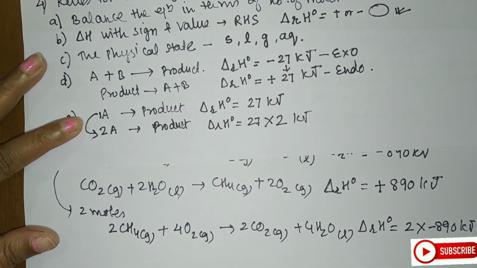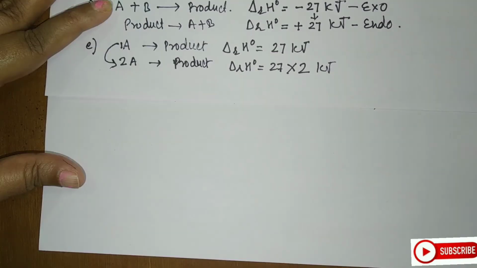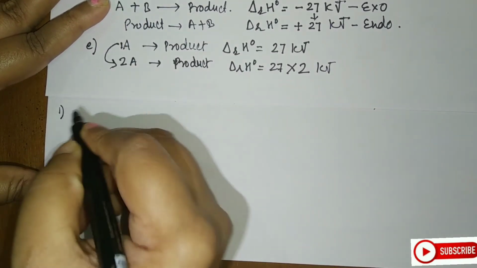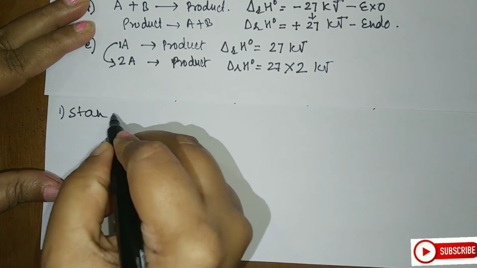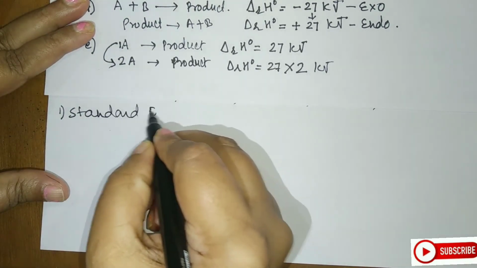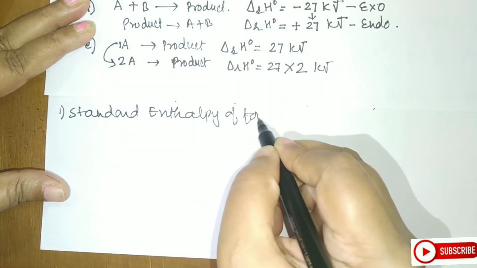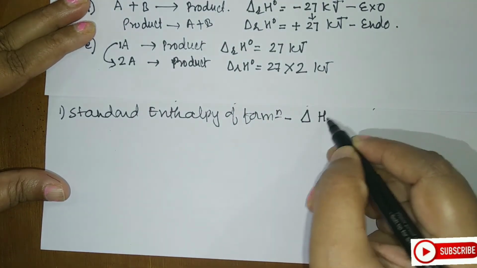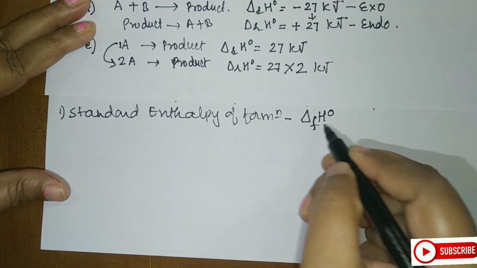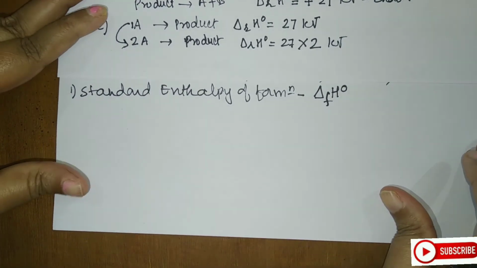Now let us go into detail on the different types of standard enthalpies one by one. So let us see the first one, and that is standard enthalpy of formation. How we will represent this is, this will remain the same. For formation, we will be using F here. Now students, what is standard enthalpy of formation?